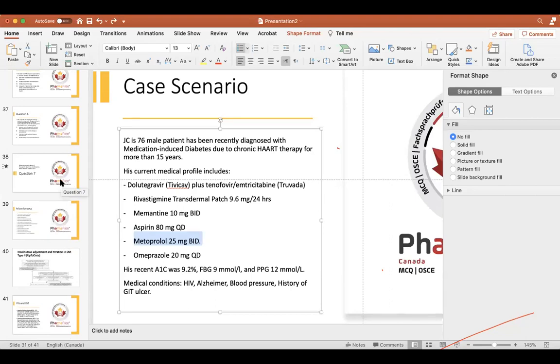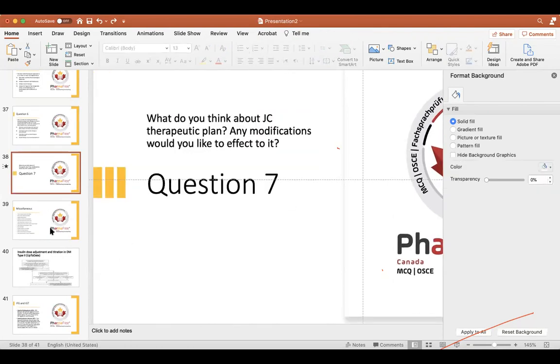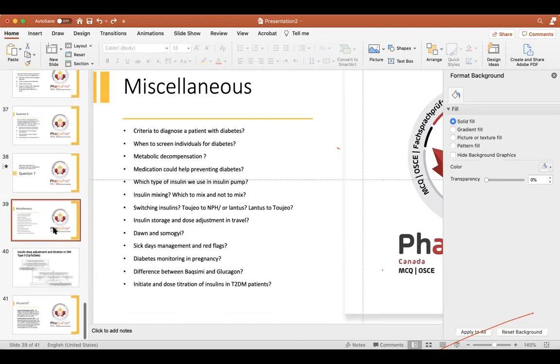Okay, my friends. What about the omeprazole dose? Is this sufficient? Should we increase it? We can increase the omeprazole dose. Yes.